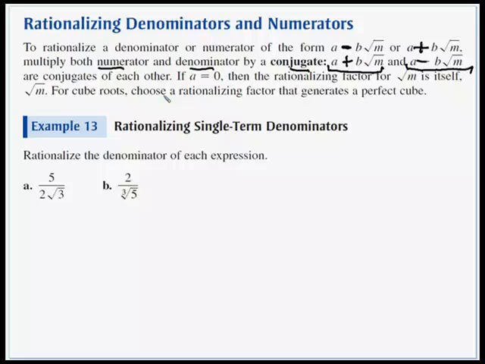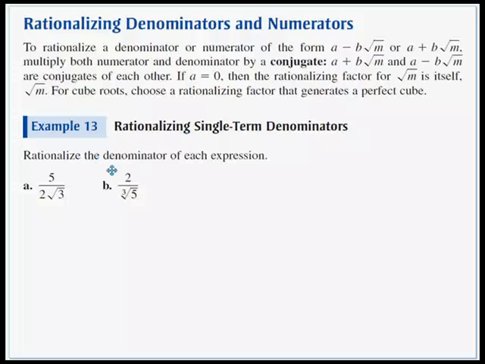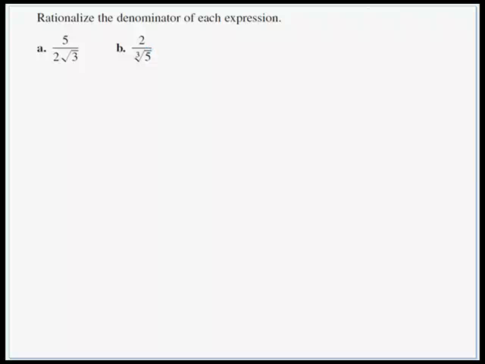For cube roots, choose a rationalizing factor that generates a perfect cube. You're going to see the square root ones are pretty easy. The cube root ones or any higher power, you've got to stop and do a little more thinking before you actually get started. Where's my eraser? There it is. So let's try these out. We've got a square root and a cube root one to see the difference.